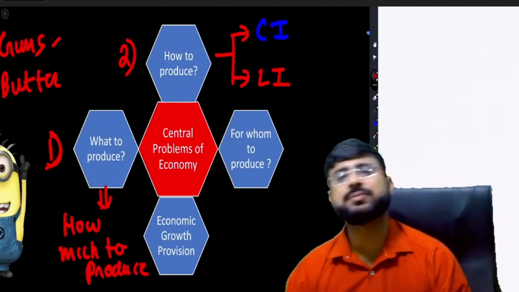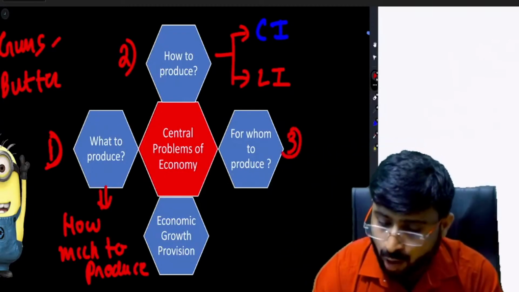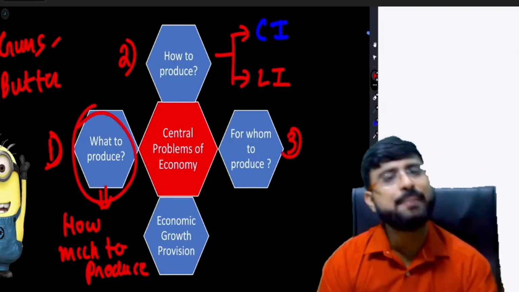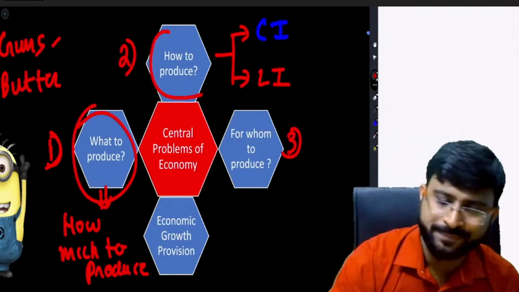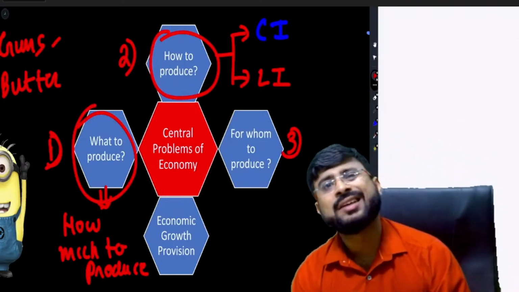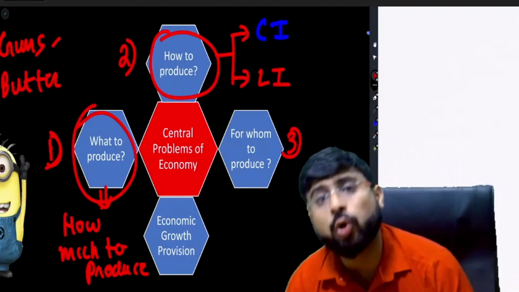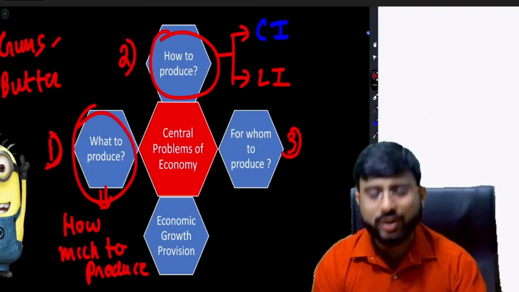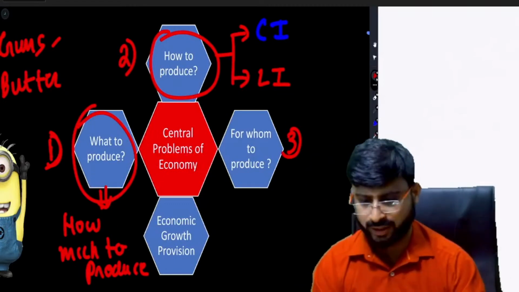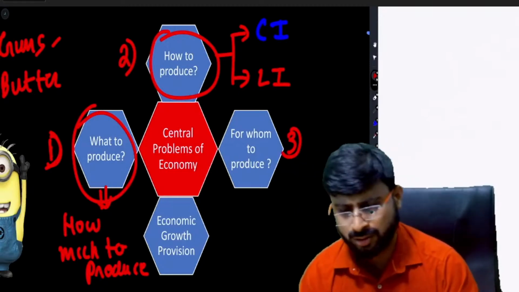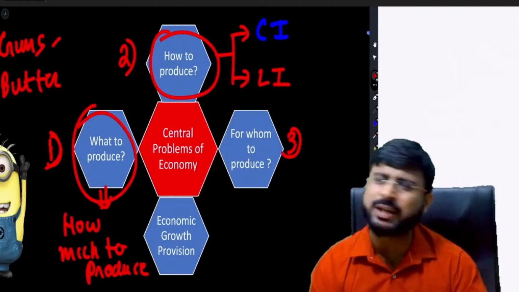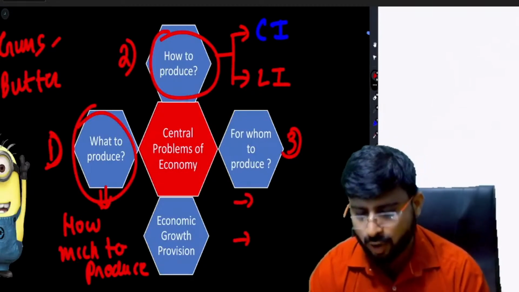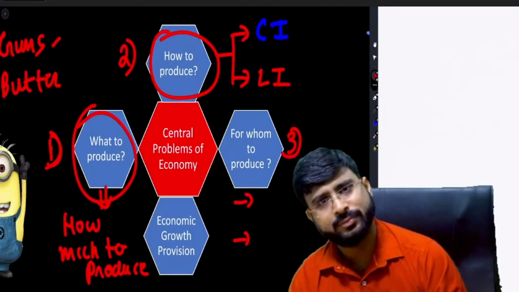And what is the third problem, sir? The third problem is for whom to produce. Now I know what I will be manufacturing. Now I know how I will be manufacturing. My third question arises: for whom will I be manufacturing? Meaning what, sir? Meaning, who will get the product?